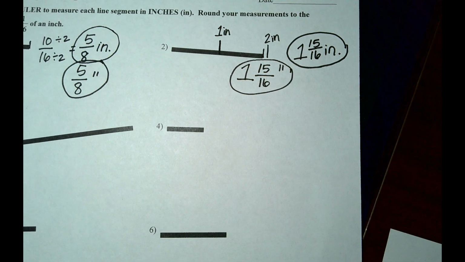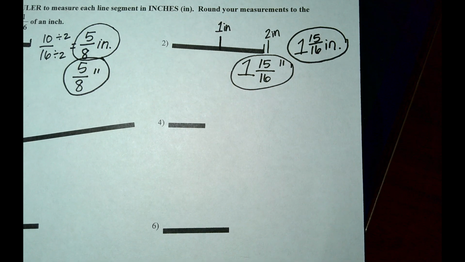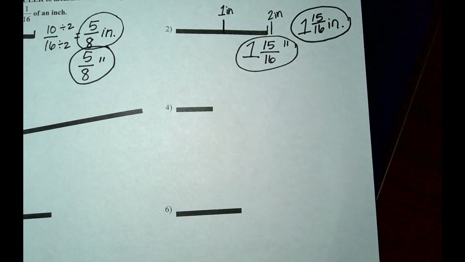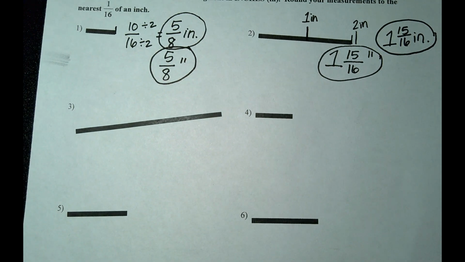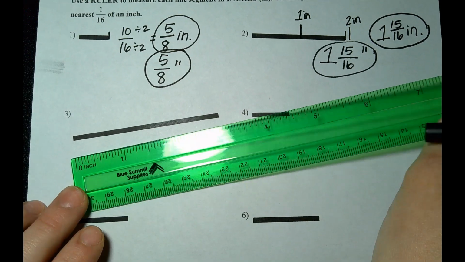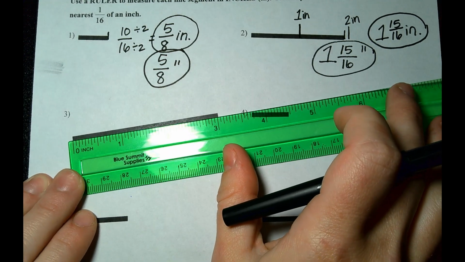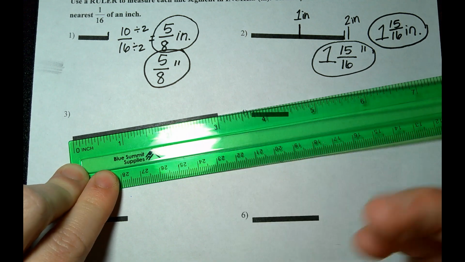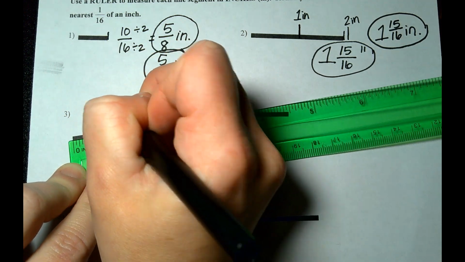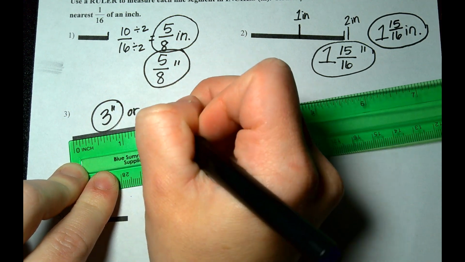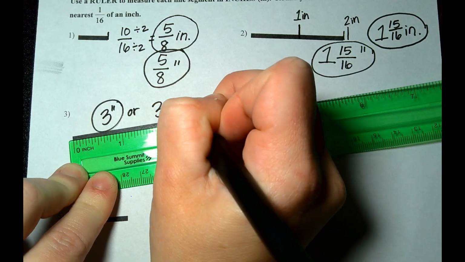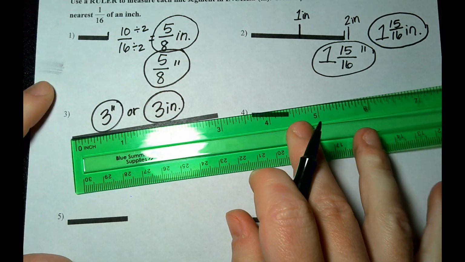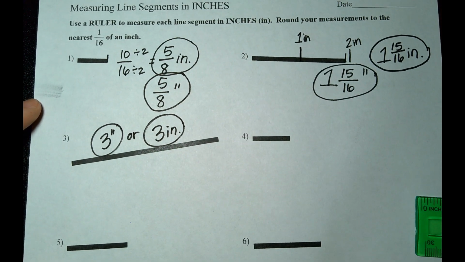Okay. I'm going to do one more with you, and then I'm going to have you guys do some on your own. We'll look at them together. Okay, so number 3. This one's exactly 3 inches, isn't it? Mm-hmm. Right on the dot. So that one is 3 inches. Perfect.